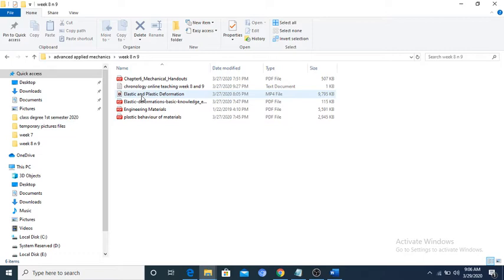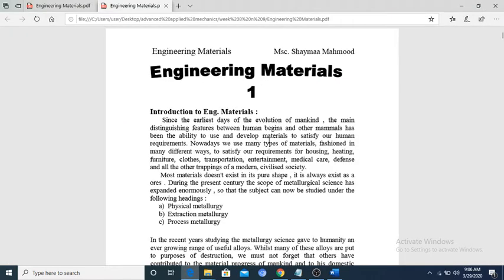What is engineering materials? Since the early days of the evolution of mankind, the main distinguishing feature between human beings and other mammals has been their ability to use and develop materials to satisfy our human requirements. Nowadays we use many types of material fashioned in many different ways to satisfy our requirements for housing, heating, furniture, clothes, transportation, entertainment, medical care, defense, and all the trappings of a modern civilized society. Most material doesn't exist in a pure shape. It always exists as an ore.